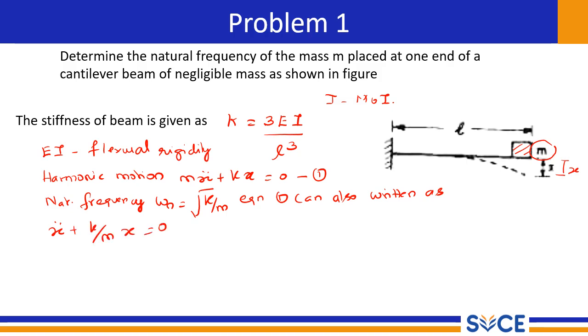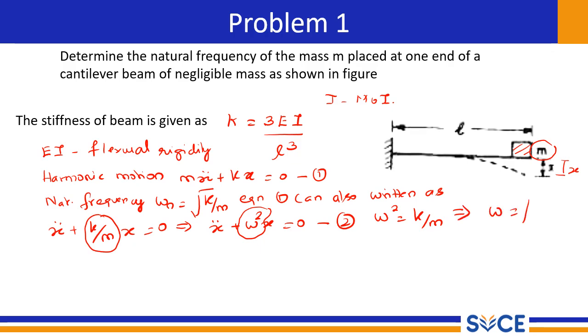Otherwise, x double dot plus omega square x equal to 0. So from equations 2 and 1, we can see that omega square is equal to k by m. Omega square equal to k by m comes as omega equal to root of k by m. So in this way, we are using the formula natural frequency equal to root of k by m.